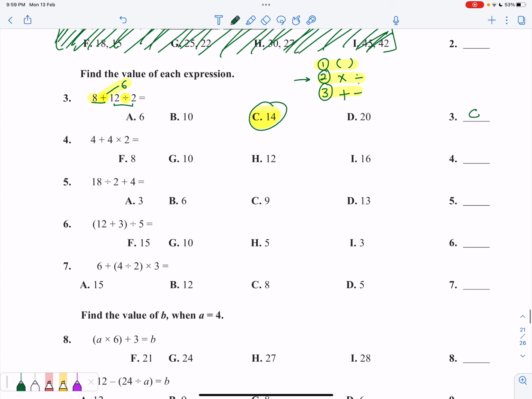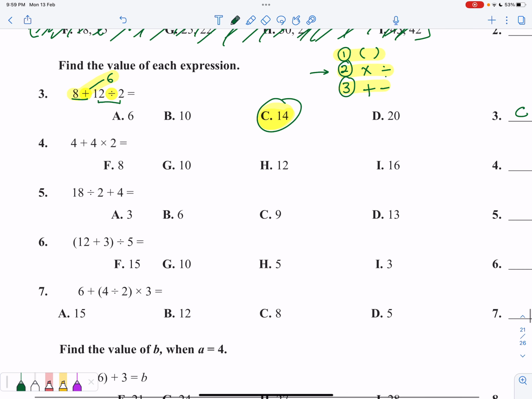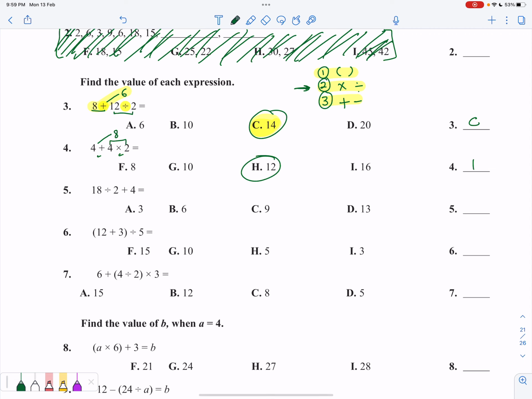Okay? Now the next question. I have 4 plus 4 multiplied by 2. I have something added and something multiplied. So of course, according to the order of operations, I should multiply first. So 4 multiplied by 2 equals 8. Then I will add that to the 4 that I already have. So 8 plus 4 equals 12. So the correct answer here is 12, which is answer H.